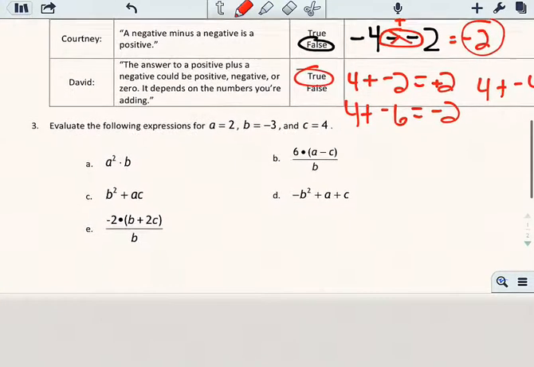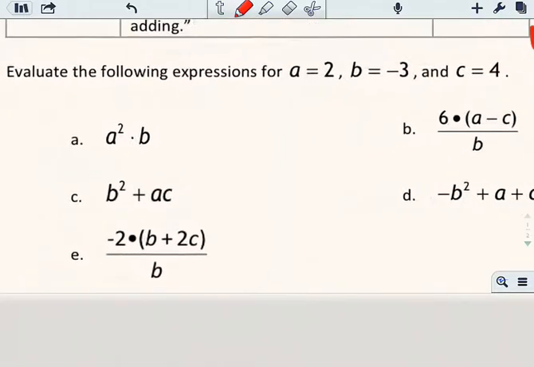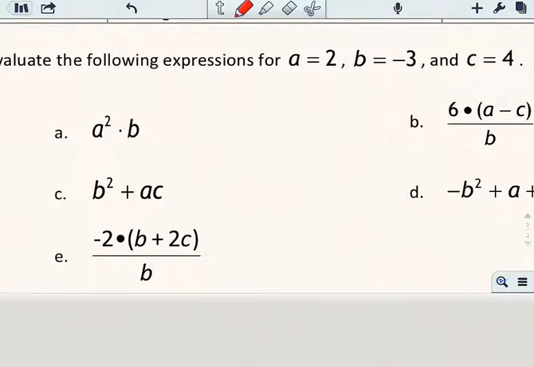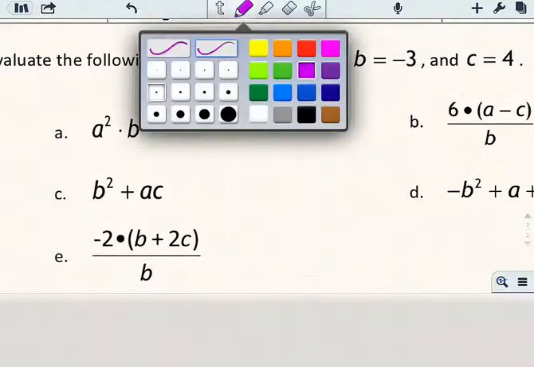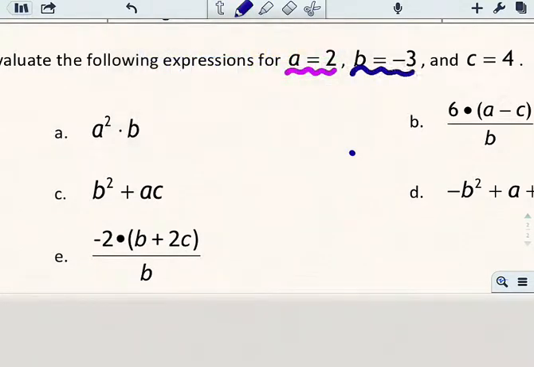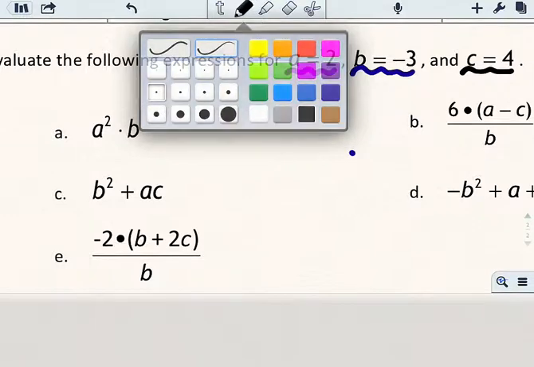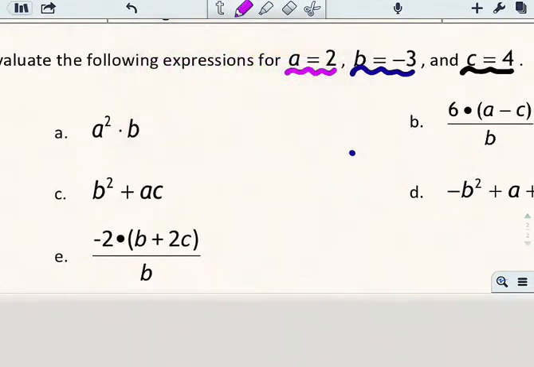All right, so let's evaluate. Evaluate is just a really fancy way to say put it in and solve. So what I mean is this: make a basic observation that A and 2 are the same thing, that B and -3 are the same thing, and that C and 4 are the same thing. So when I look at this problem over here, I have A squared times B. That's really just saying I have 2 squared times -3.